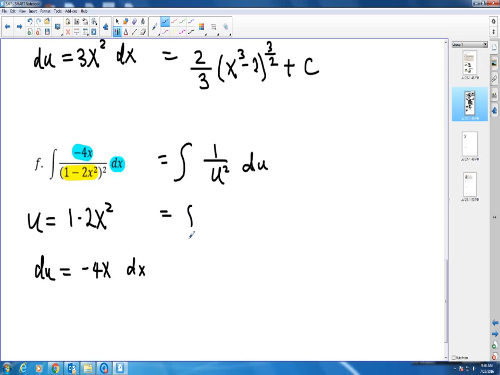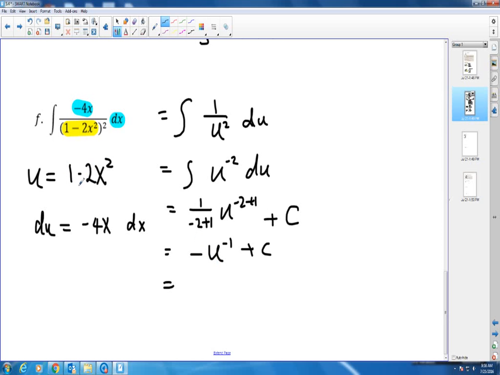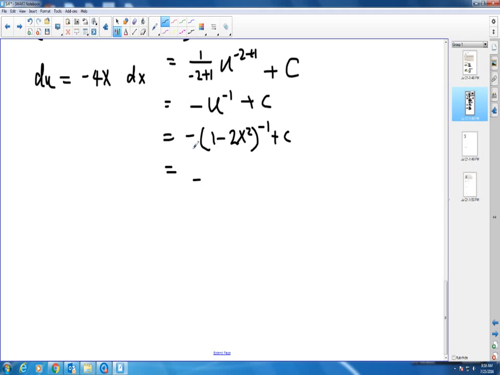All right, 1 over u squared is the same as u to the negative 2 power. So bring the exponent down; this has 1 over negative 2 plus 1, u to the negative 2 plus 1, plus c. That gives me a negative 1 in the front and a negative 1 on the top, plus c. Now take the 1 minus 2x squared back for where the u is. So that'll be negative, parenthesis 1 minus 2x squared, to the negative 1 power, plus c, and the negative 1 power we flip back to the denominator. So my answer is negative 1 over 1 minus 2x squared, plus c.